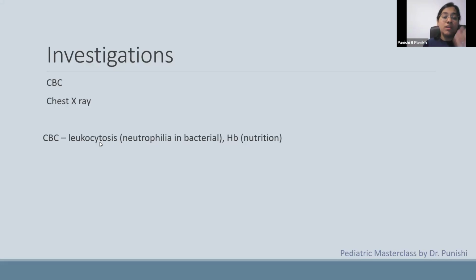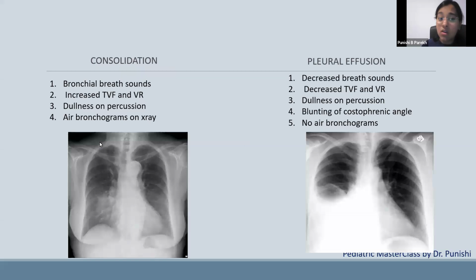So how do you differentiate a consolidation versus an effusion? We saw that on auscultation, you would have bronchial breath sounds in consolidation, whereas you have decreased breath sounds in effusion. Because solid is a good conductor of sound, you'll have increased vocal resonance and tactile vocal fremitus in consolidation, whereas you'll have decreased TVF and resonance in an effusion.